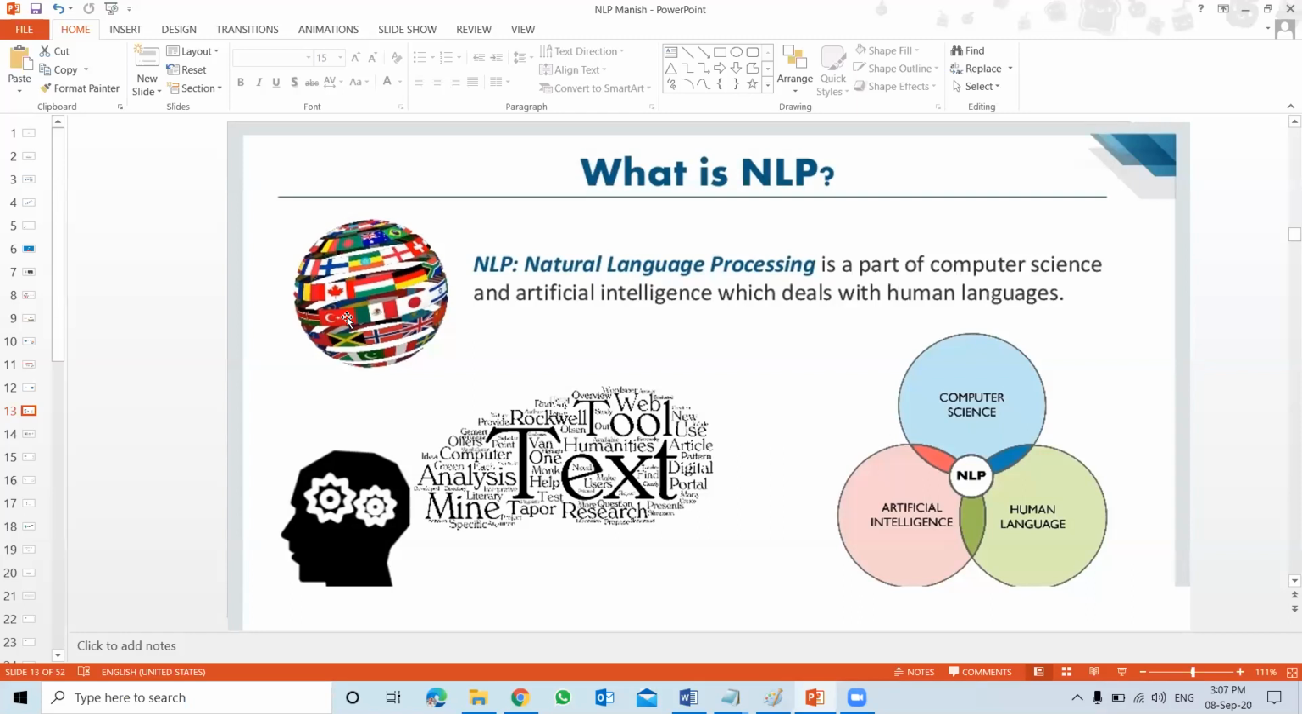Whenever somebody makes a call to customer care, suppose he did some recharge of some amount and he is not getting proper internet, so he raises a call to the customer care. There, they have only two options: either you can speak in their language, or you can speak only in English. Somebody who is not comfortable speaking English cannot communicate properly and cannot explain his problem easily.